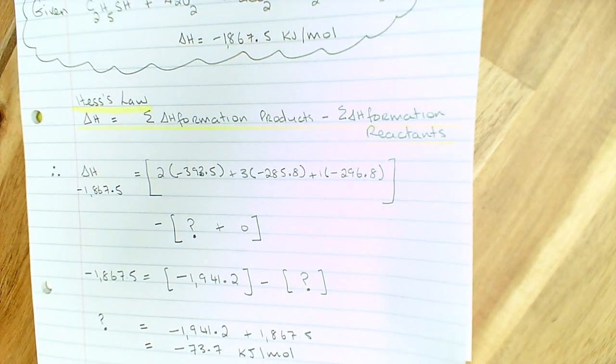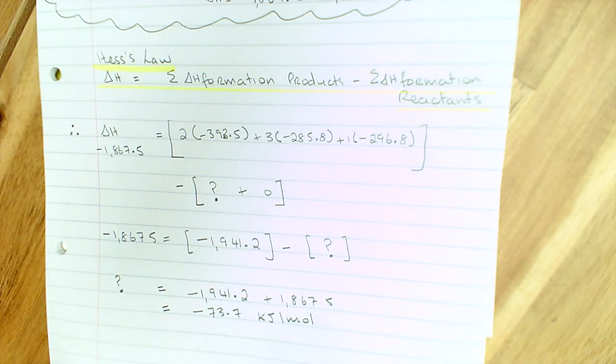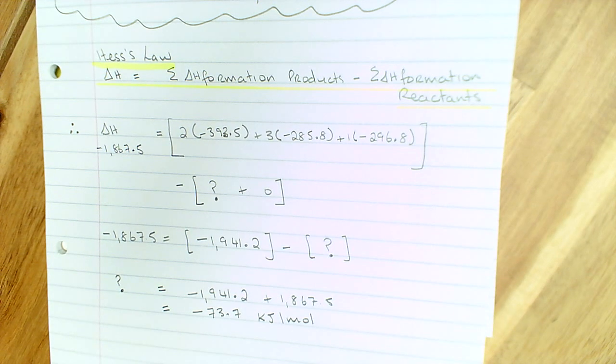This is the method using Hess's law, and we previously saw the method where you construct all of the equations and cancel them out to work out the heat of formation.